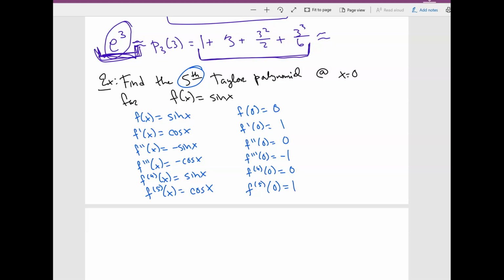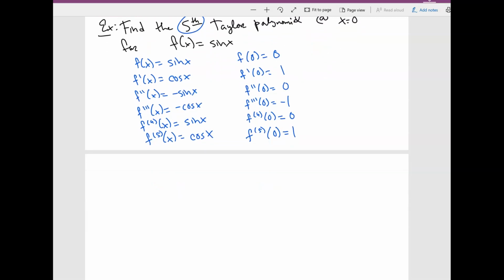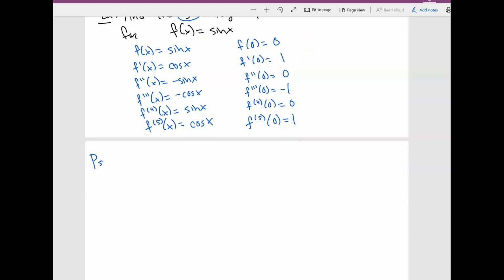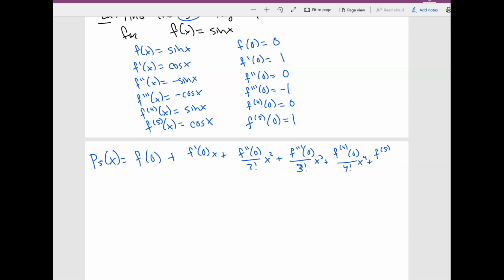Okay, so now all I have to do is plug all of this information into my formula. Since I want a fifth degree Taylor polynomial, this is going to be f of 0 plus f prime of 0 times x plus f double prime of 0 over 2 factorial x squared plus f triple prime of 0 over 3 factorial x cubed plus the fourth derivative at 0 over 4 factorial x to the fourth plus the fifth derivative at 0 over 5 factorial x to the fifth.